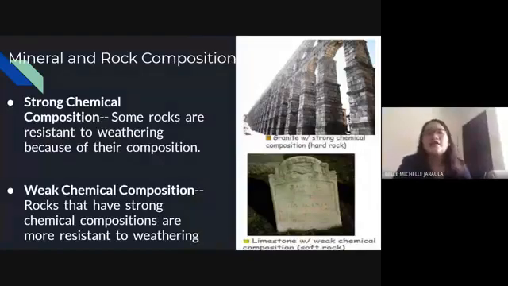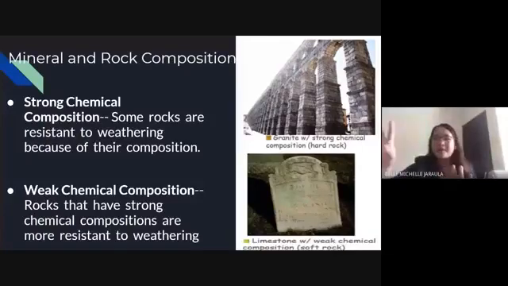There are minerals and rock composition that kanang musuko sa weathering. So, this number one is the strong chemical composition, meaning some rocks are resistant to weathering because of their composition. Example is granite with strong chemical composition. Kay granite is a very hard rock. It does not weather easily. Even producing granite kanang mga naa sa mga countertop, it's very hard to flatten and make it shiny. Kay musukol ang granite. Very hard ang iyang composition.